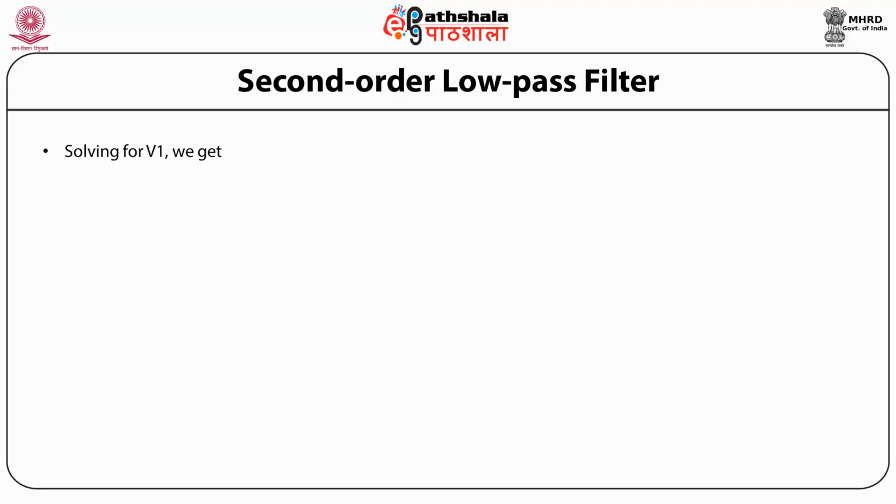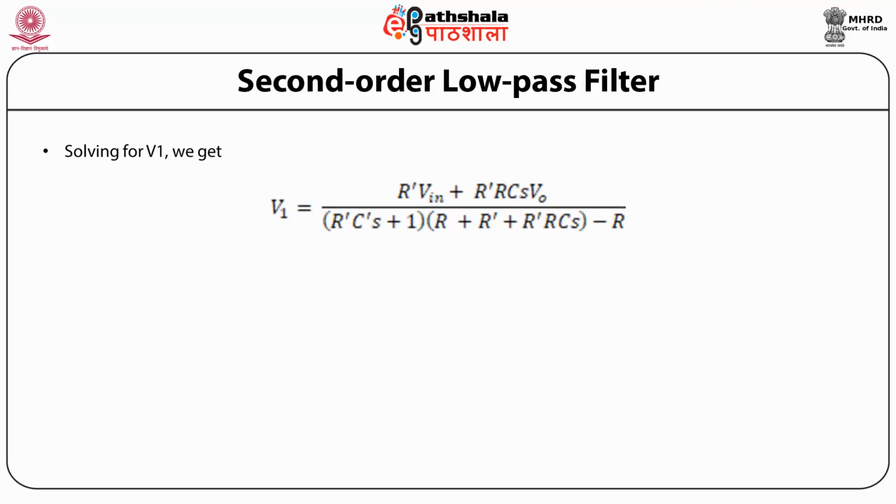Solving for V1, we get V1 to be equal to R prime into Vn plus R prime into RC into S V naught divided by within the brackets R prime C prime S plus 1 brackets close into within the brackets R plus R prime RCS brackets close minus R.